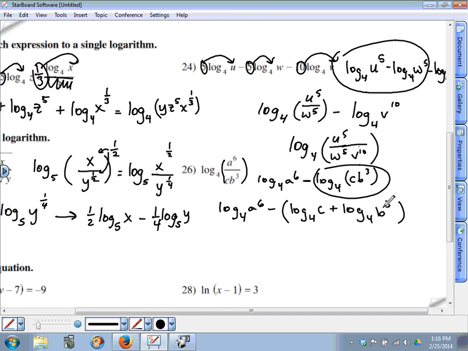Two things we have to now do: move the exponents down to the front and distribute this minus sign right here. So this is 6 times log base 4 of A minus log base 4 of C minus 3 times the log base 4 of B.